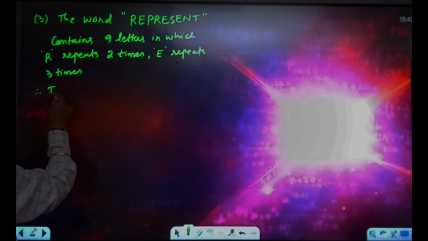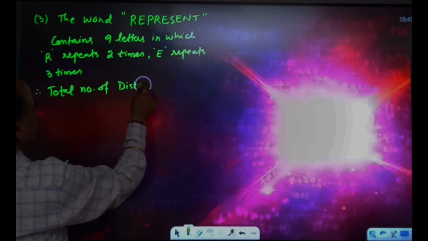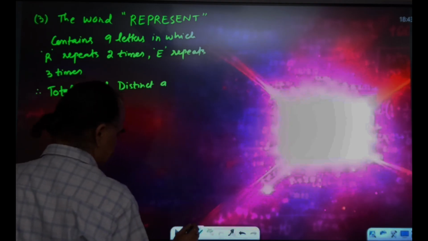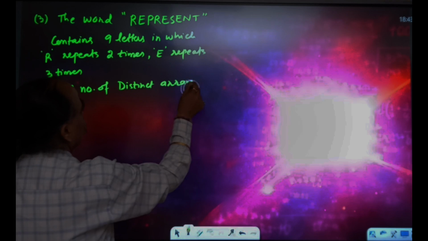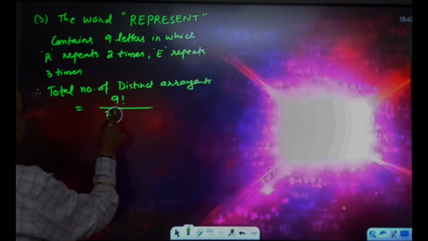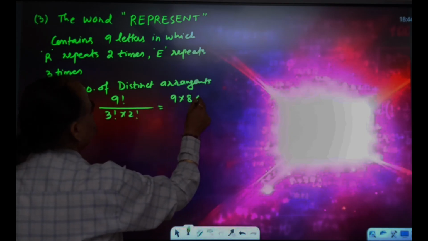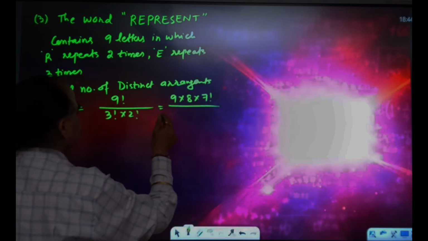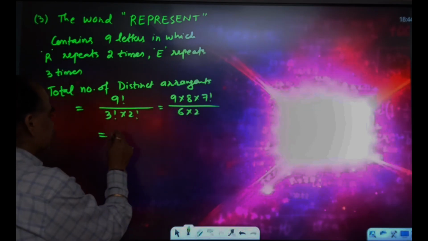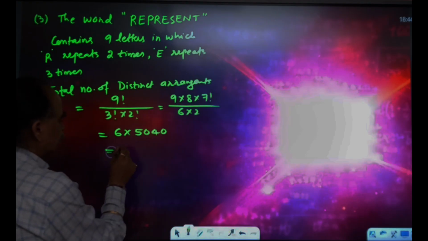Therefore, total number of distinct arrangements will be 9 factorial divided by 3 factorial into 2 factorial. 9 factorial is 9 into 8 into 7 factorial divided by 3 factorial, which is 6, into 2. 72 upon 12 is what? 6 into 7 factorial, which is 5040. That gives 30,240.